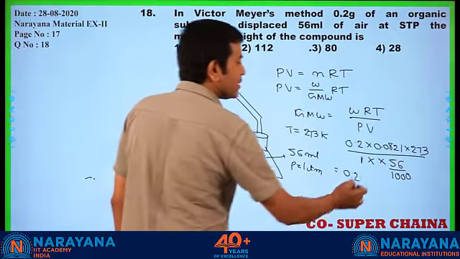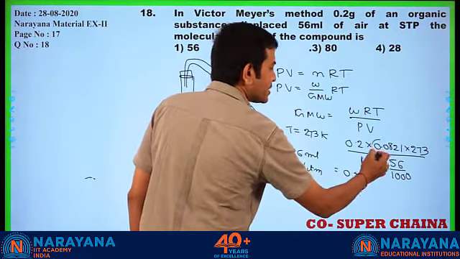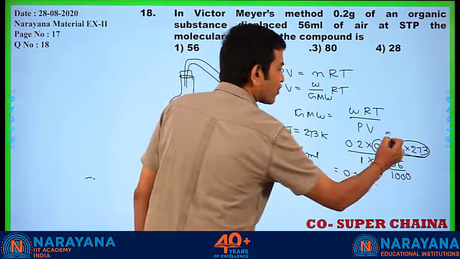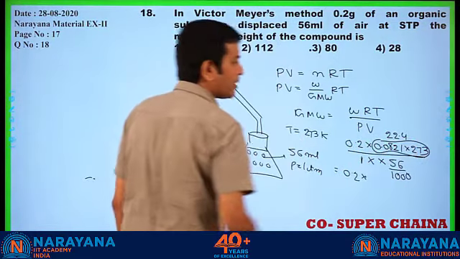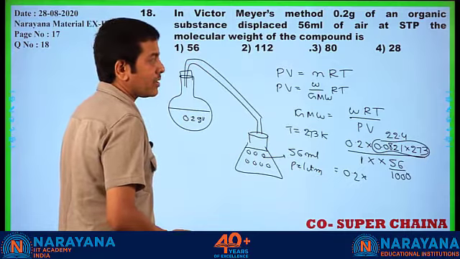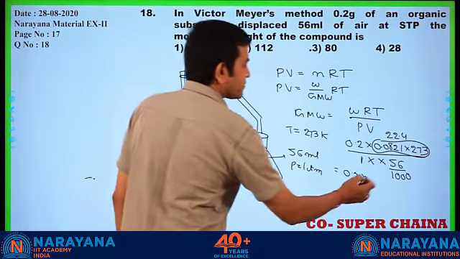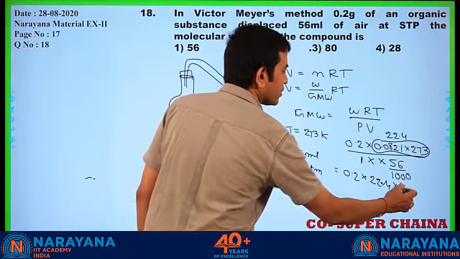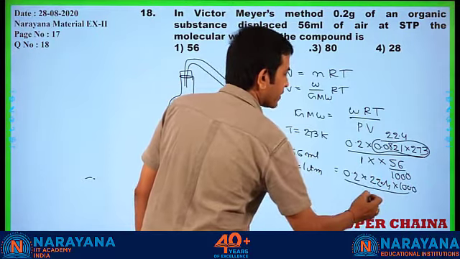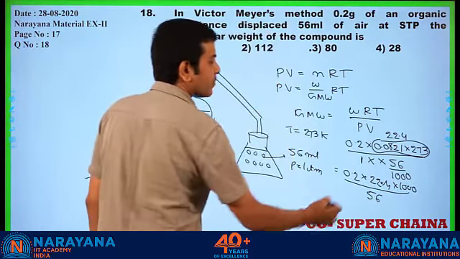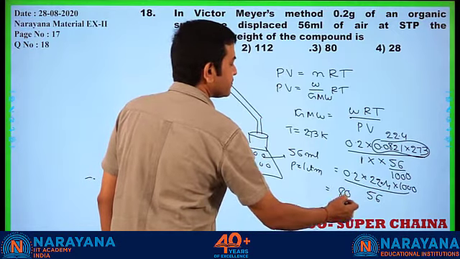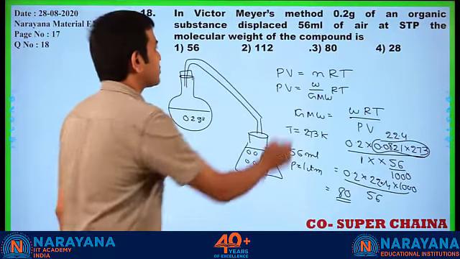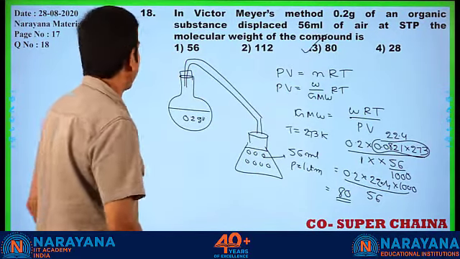That is equal to 0.2 into 0.0821 into 273. Its value is 22.4, that is a shortcut. After calculation, you will get 22.4 into 1000 divided by 56. Its value is 80. So 80 is the molecular weight of that compound. Option 3 is correct. Next question.